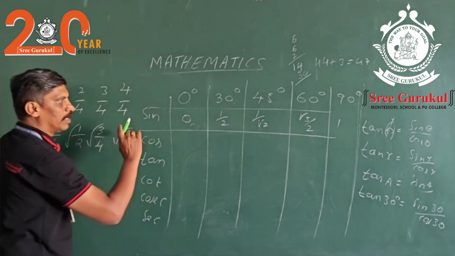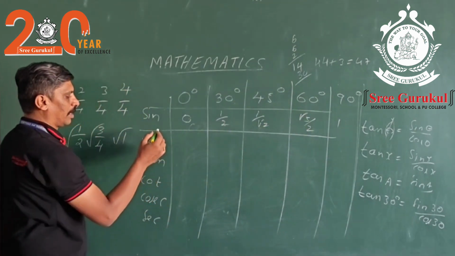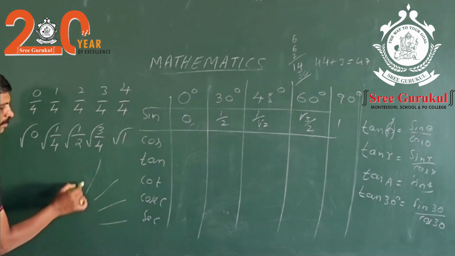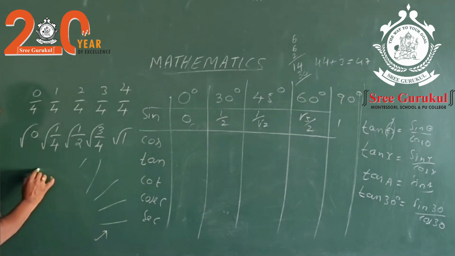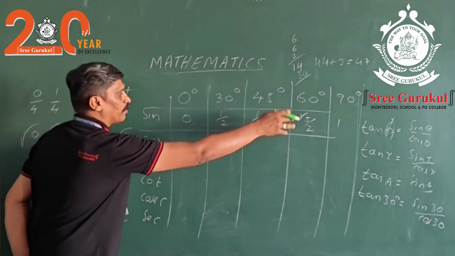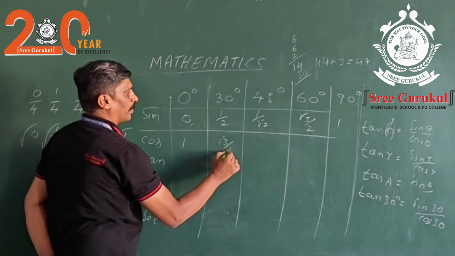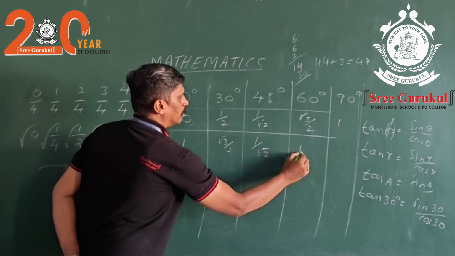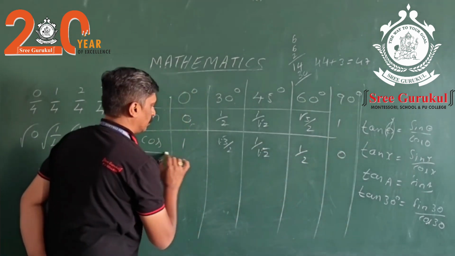The same values in reverse order are the cos values. Here, the anti-clockwise direction is sine and the clockwise direction is cos. Just reverse the order: 1, root 3 by 2, 1 by root 2, 1 by 2, 0.